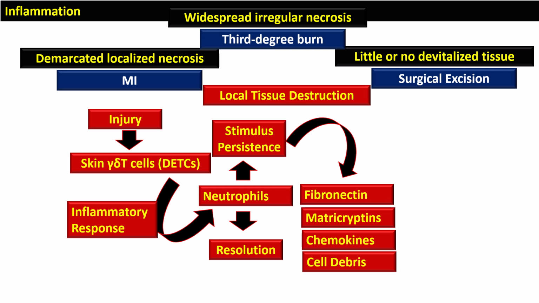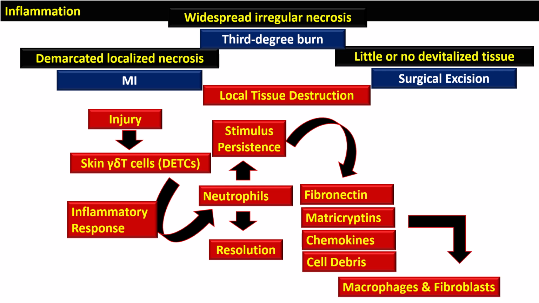So there is secretion or formation of fibronectin, matricryptin, that are the matrix-derived signaling fragments, or chemokines or cellular debris. They recruit macrophages and fibroblasts to this area.